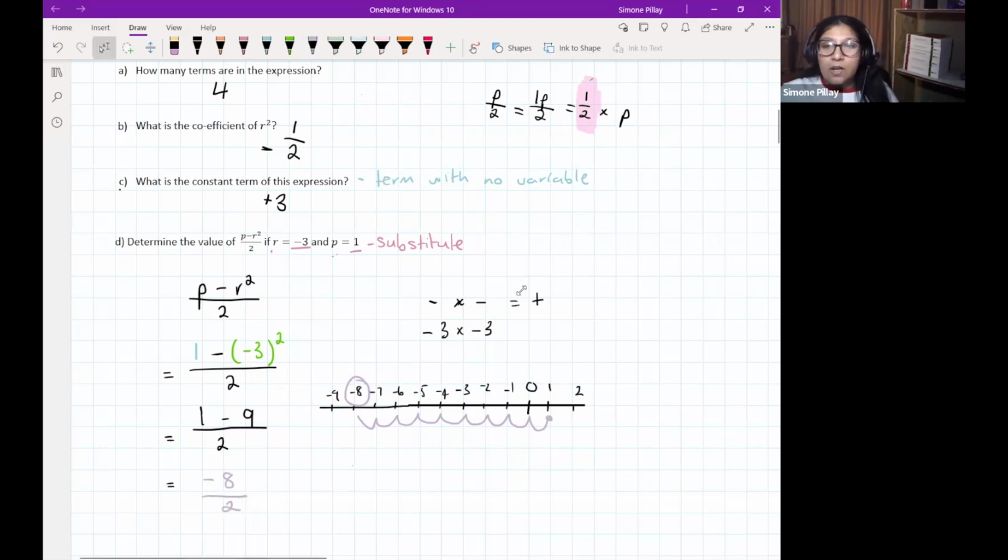Someone give me my final answer. -8/2, what can we simplify that to? -4. Good job. -8 divided by 2. We can apply SNV here. It's our signs. Negative divided by a positive will give me a negative. Numbers. 8 divided by 2 will give me 4.